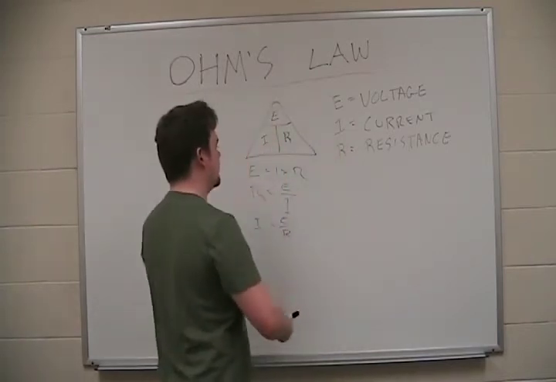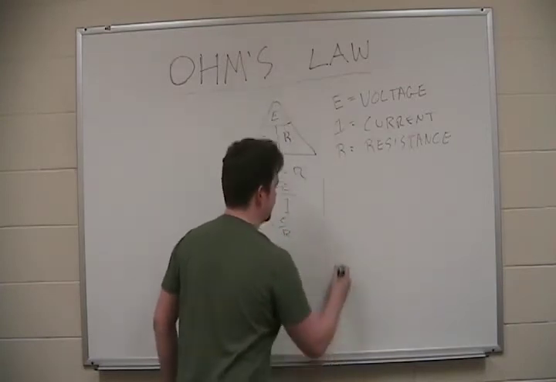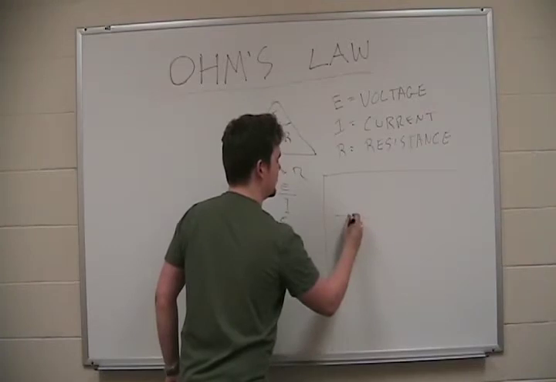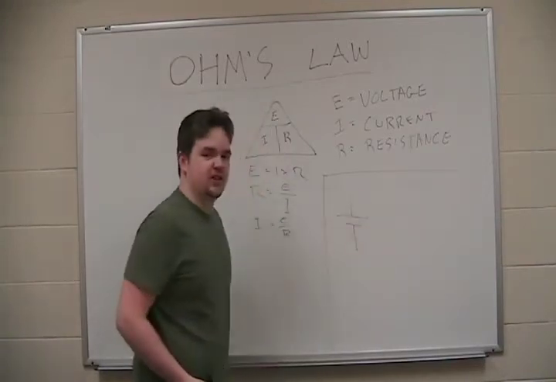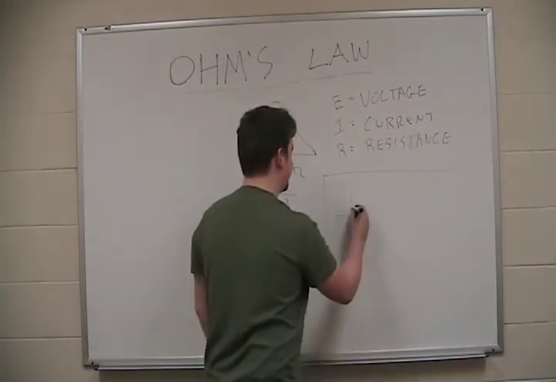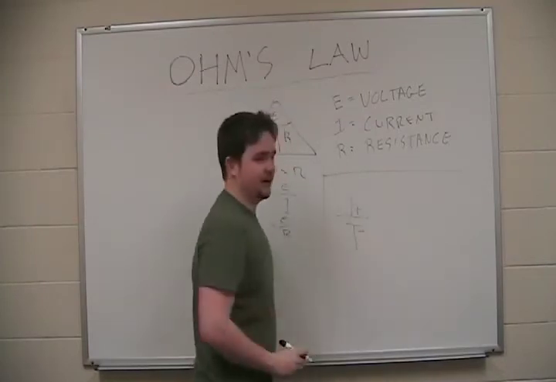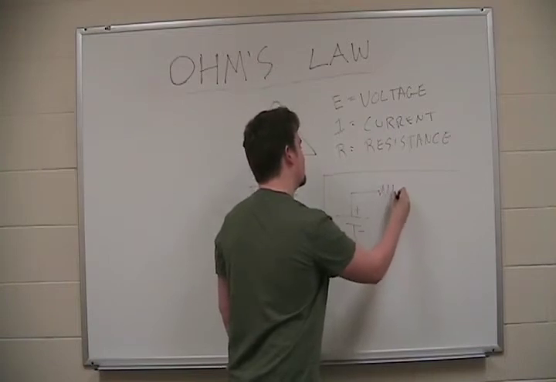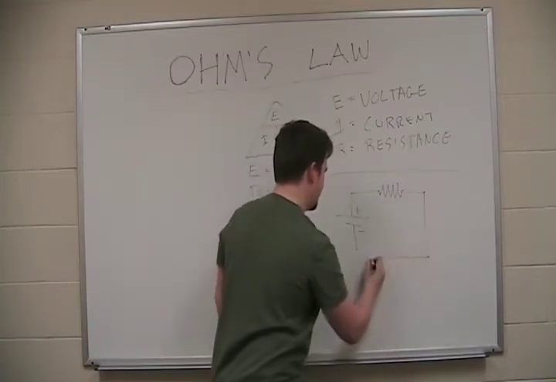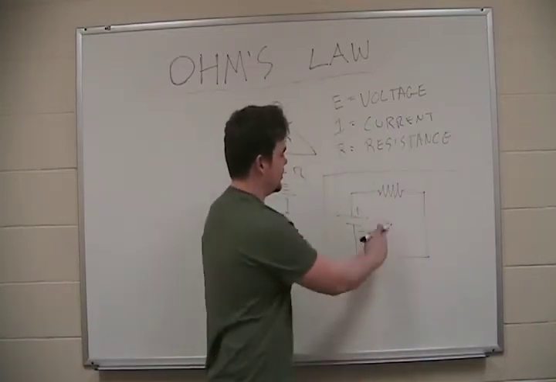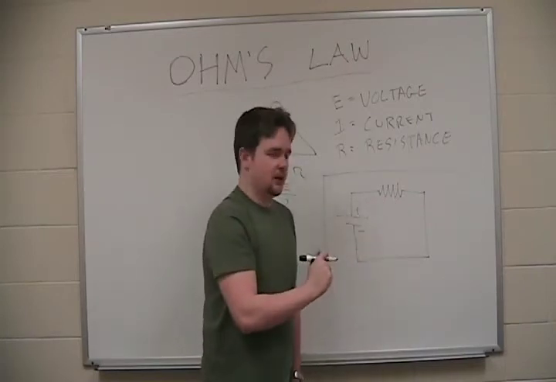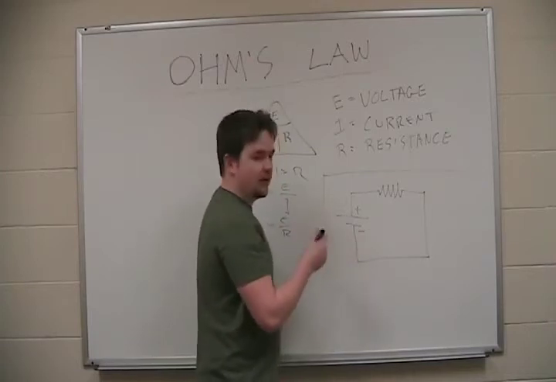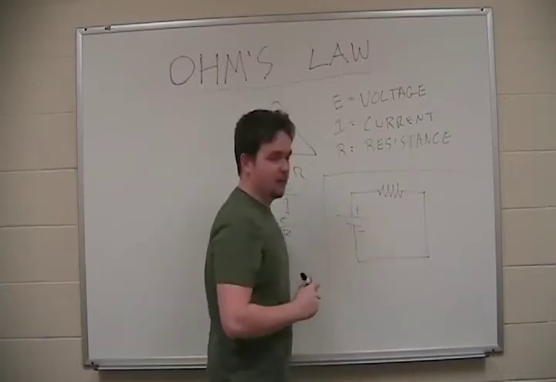So let's look at a circuit here, a very simple circuit. This is the symbol for a single cell DC battery, plus and minus. We will look at a unit with a single resistor in it. Now this is the universal symbol for a resistor. There are other ones, but this is more commonly known.